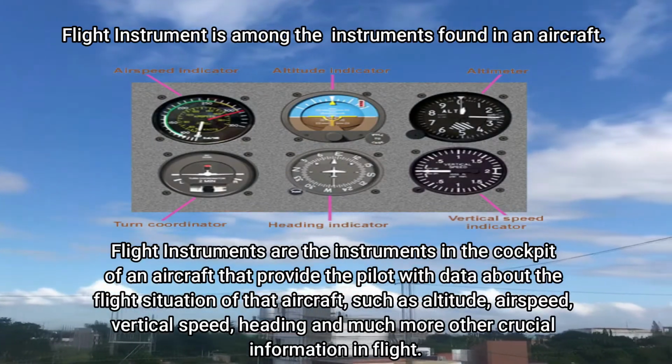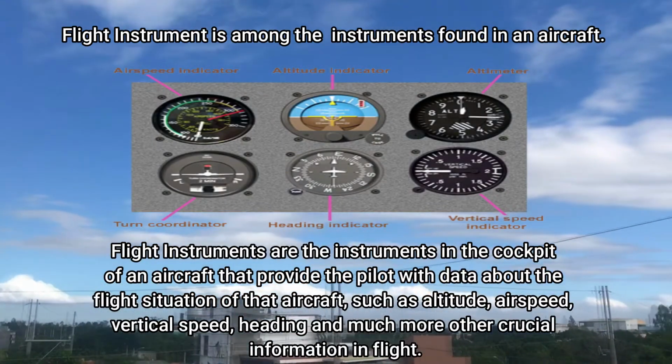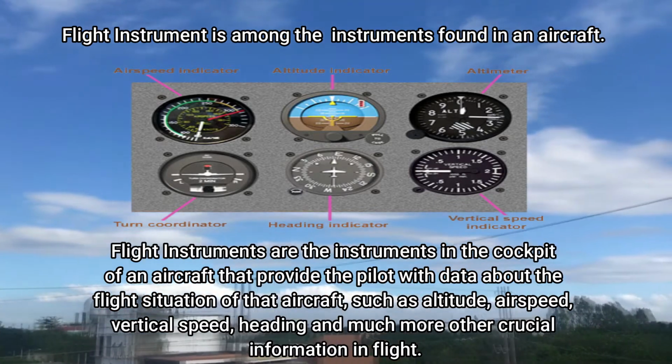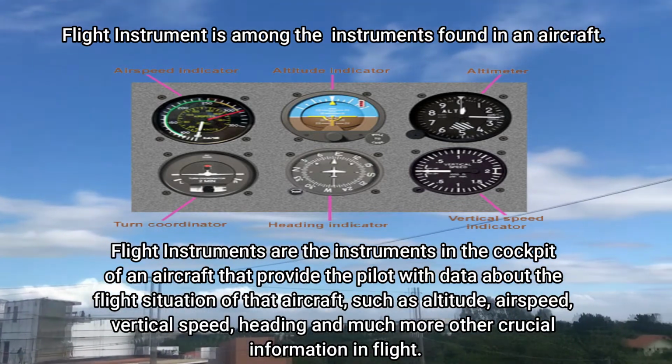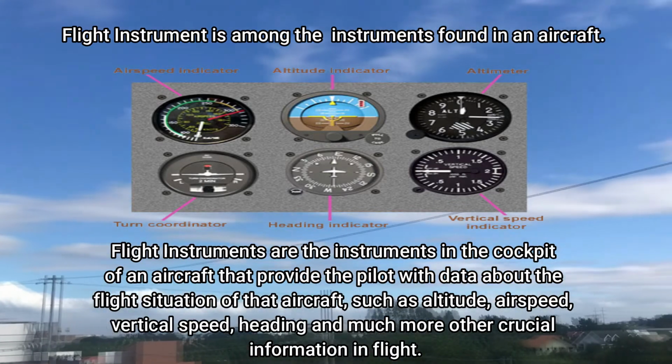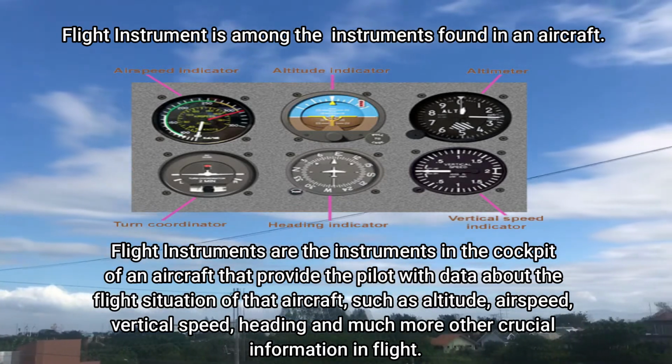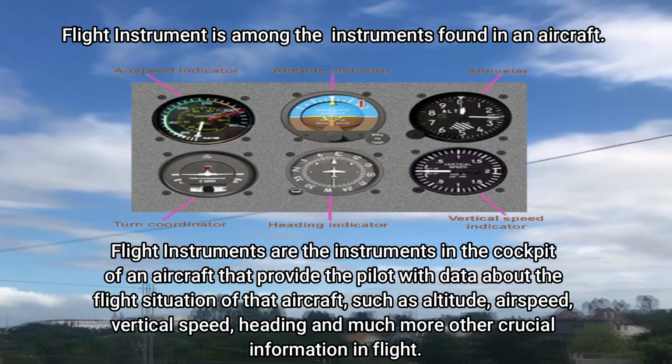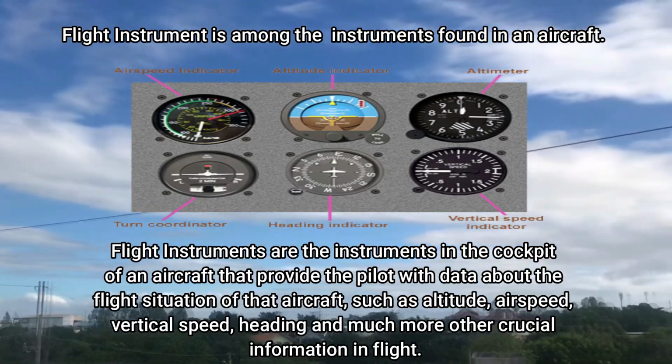Flight instruments are among the instruments found in an aircraft. Flight instruments are the instruments in the cockpit of an aircraft that provide the pilot with data about the flight situation of that aircraft, such as altitude, airspeed, vertical speed, heading, and much other crucial information in flight.